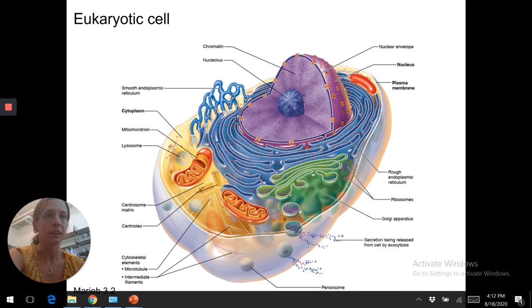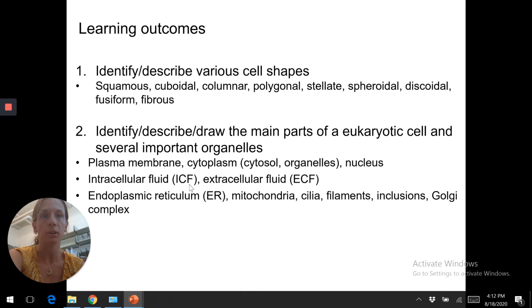There's one more I have on my list. I'm going to check the list here. That was that last learning outcome. So we addressed all of these, it looks like, except for inclusions. So inclusions basically refers to like a group of, like, it's included. It's part of the cell.